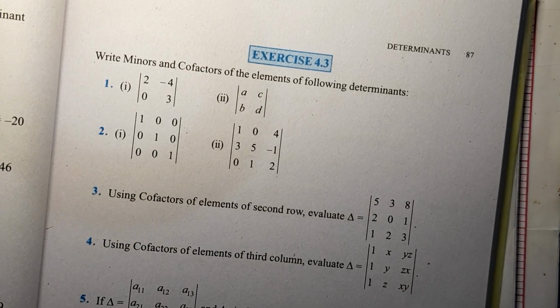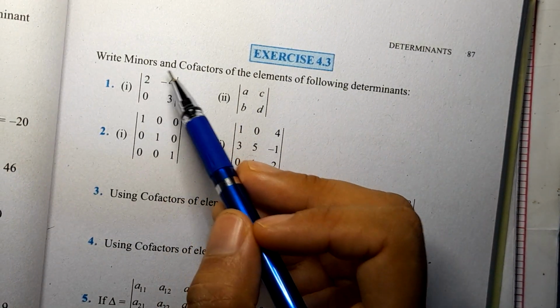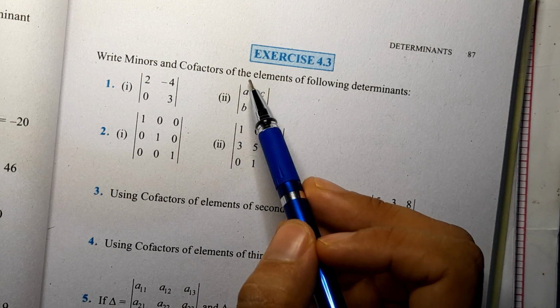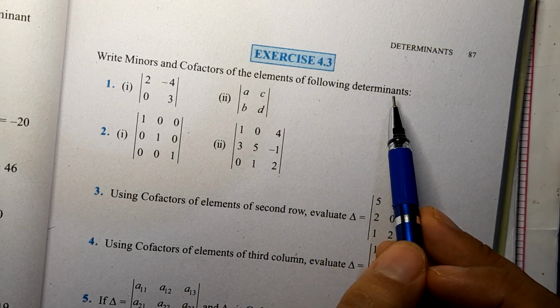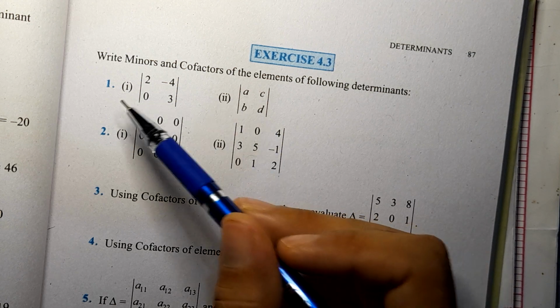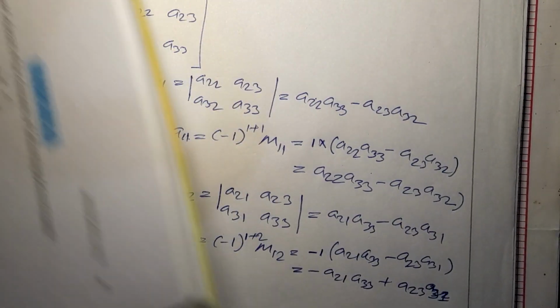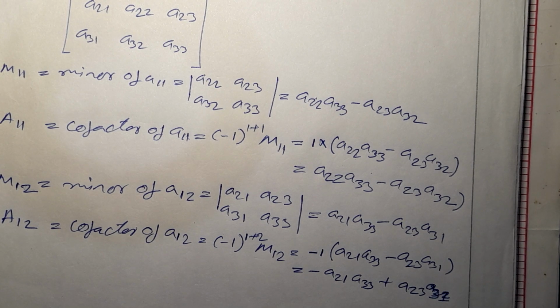Exercise 4.3. Write the minor and the cofactor of the element of the following determinant. Determinants are given. We have to find the minor as well as the cofactor of the following. Roman number 1. The matrix is given.